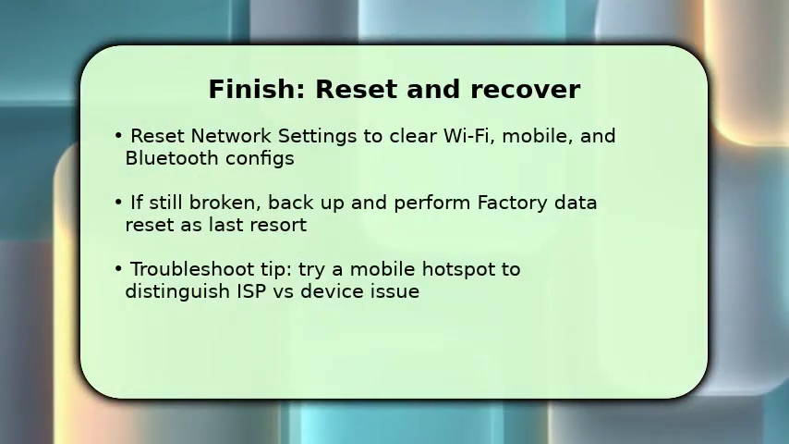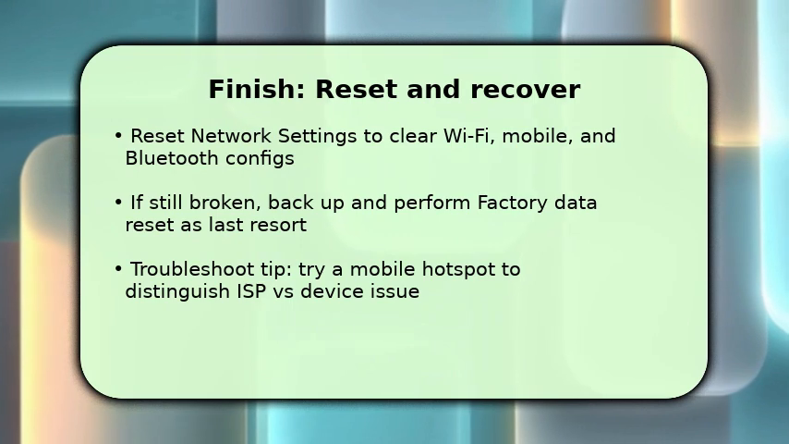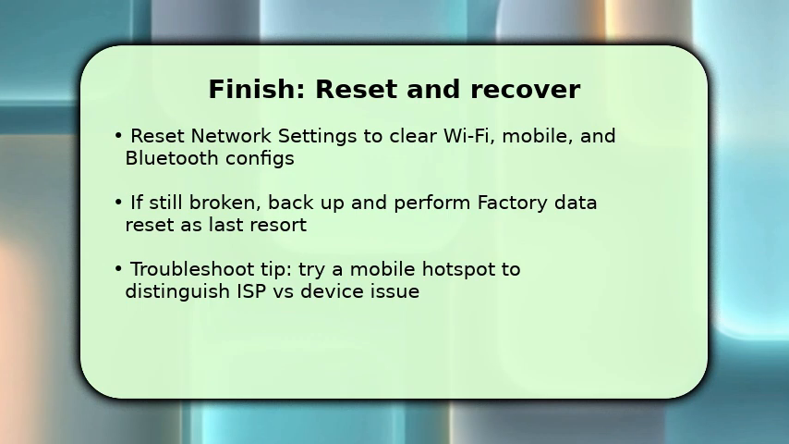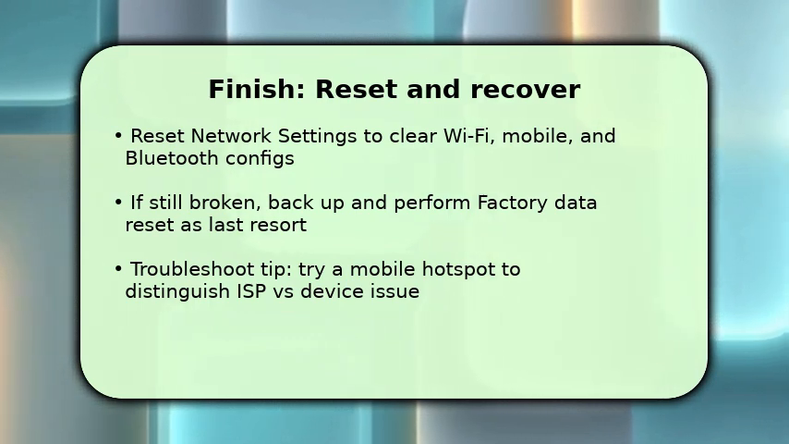You finish by resetting network settings, which removes corrupt configurations and forces fresh DHCP negotiation. This usually fixes persistent connected without internet on Samsung.